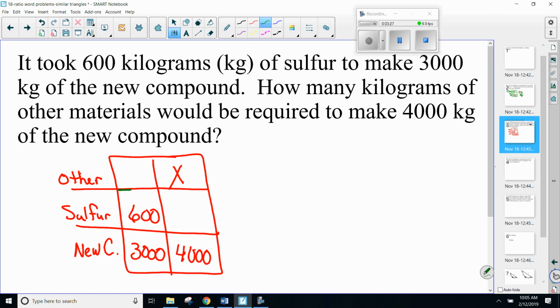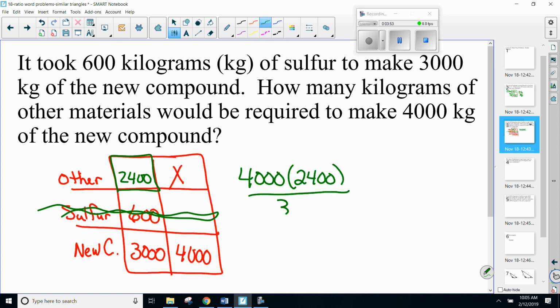I'm guessing you want to find this value first by just subtracting. So this would be, I think Wilson said it, 2400. So how are you going to solve? Cross multiply and divide. You do not need this right here, do you? So you're going to take 4,000 times 2400 and divide by 3,000. I would get rid of these zeros.